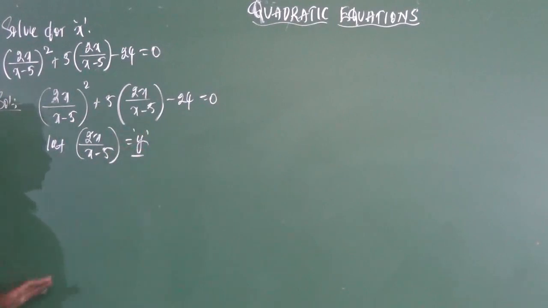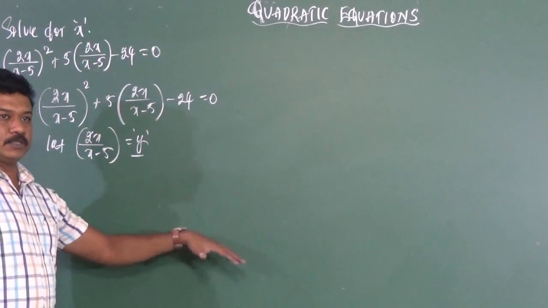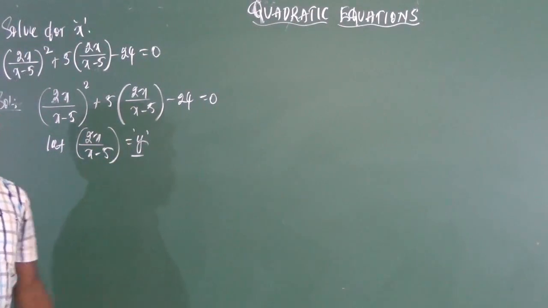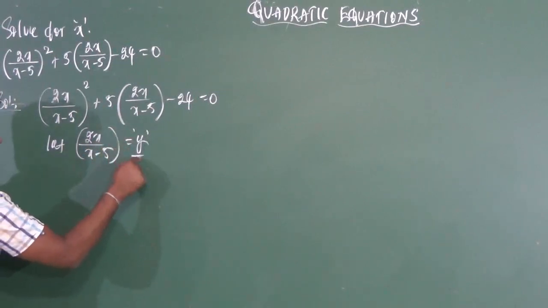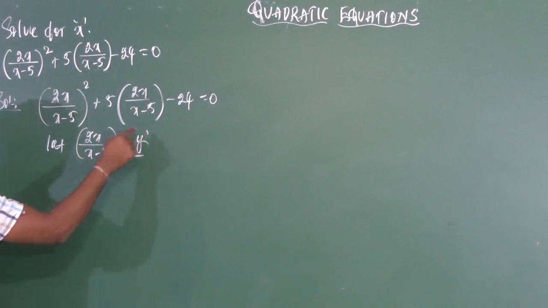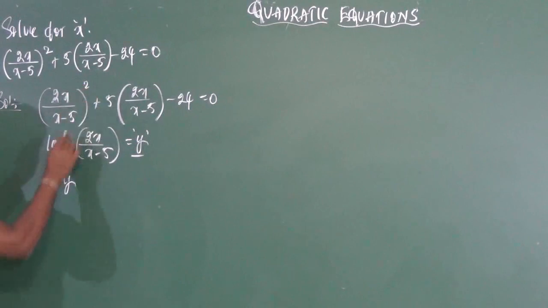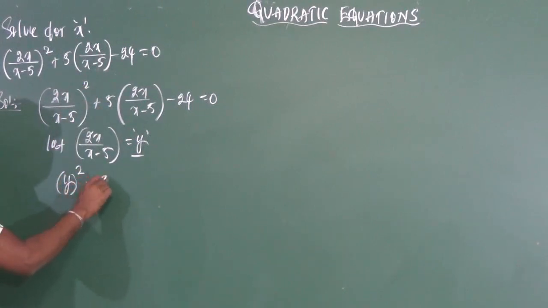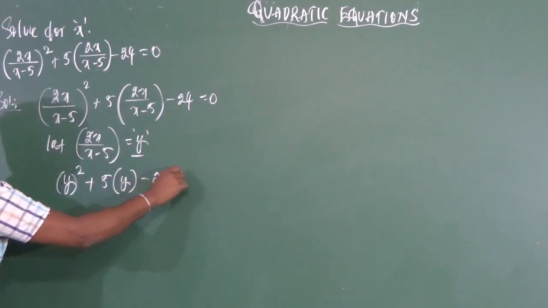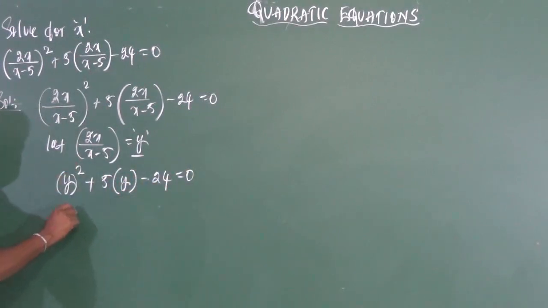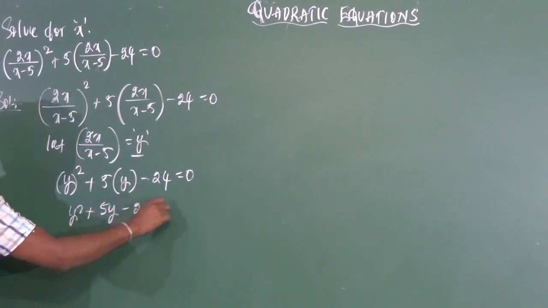Take it as y. When we reach the roots, we will reconvert into the original expression, right? So instead of 2x by x minus 5, now you are eligible to substitute y. So that becomes y. For this I have substituted y, it has a square. So it is y square plus 5 into y minus 24 is equal to 0. So y square plus 5y minus 24 is equal to 0.